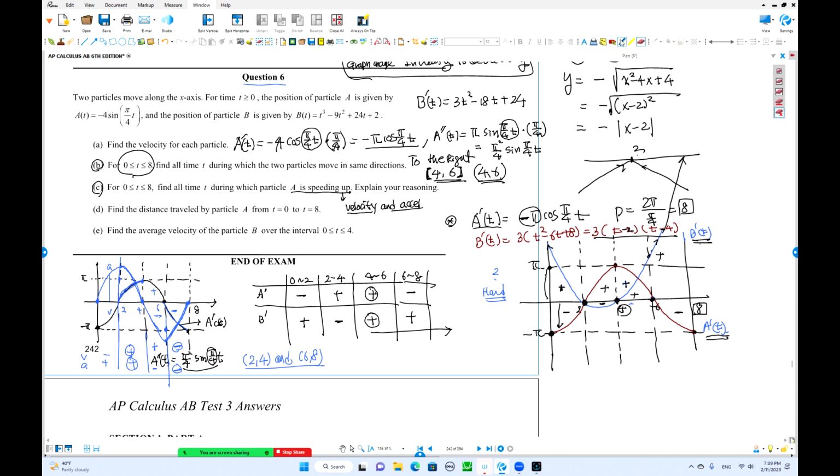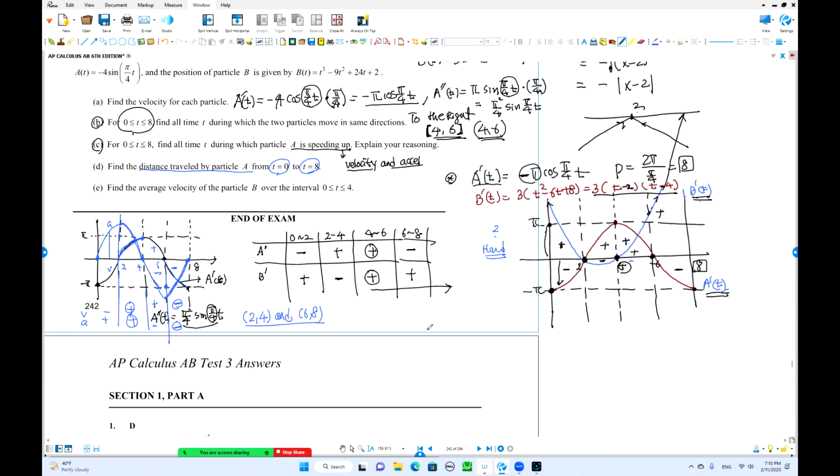The next one over here: find the total distance traveled by particle A from t equals 0 to 8. That is the travel distance, not the position. So what is the travel distance? The position is given over here. Position is given, so you have to be careful. So the position, I'm going to make one more time over here.